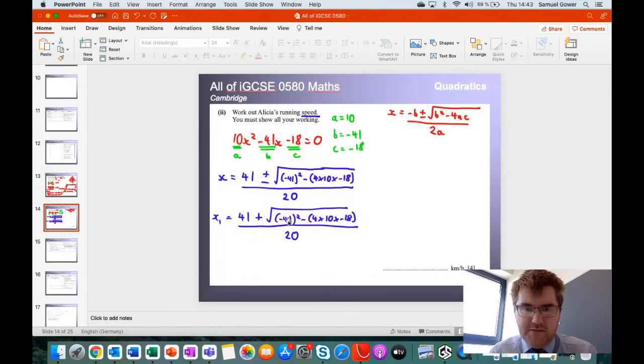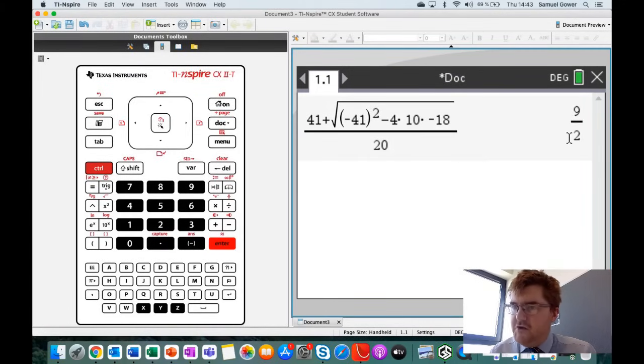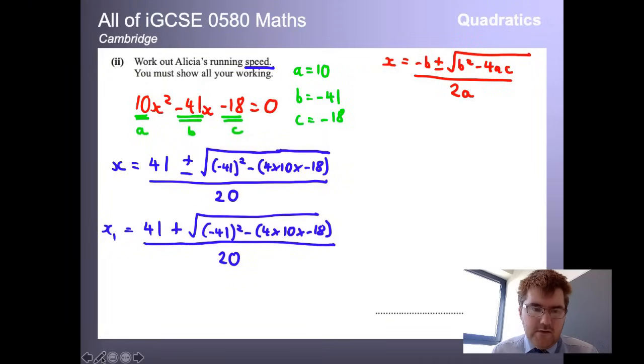So 41 plus minus 41 squared, this thing here. Always double check what you're doing here, and if you press the enter button, we get our answer of 9 over 2. So using our calculator, we get this answer of equals 9 over 2, which is positive, which is all good. However, this is not the final answer. This is just the answer for x.